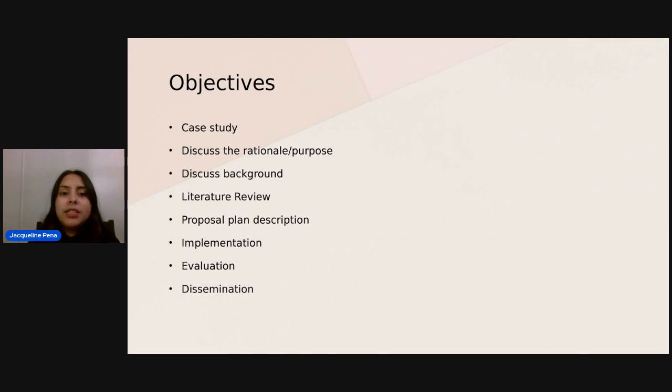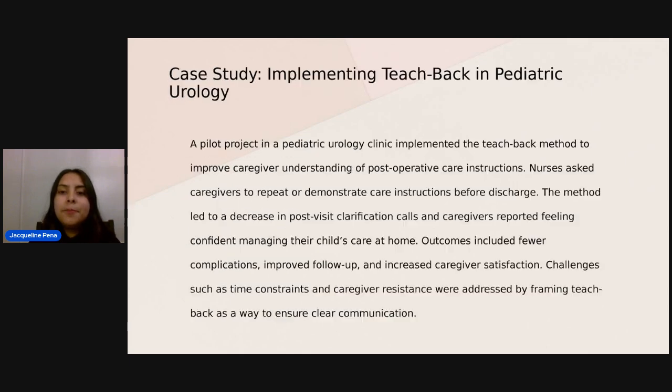The objectives for today in this presentation: I will go over a brief case study, discuss the rationale of the capstone, discuss the background, discuss the literature review, review the proposal plan description, discuss implementation of the project, and review the evaluation and dissemination.